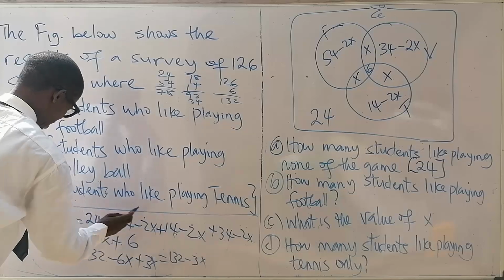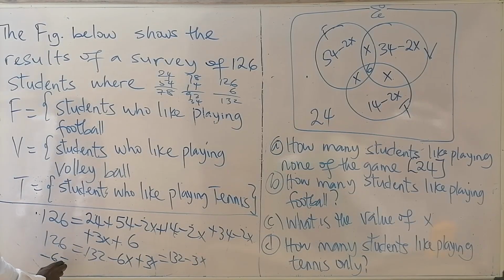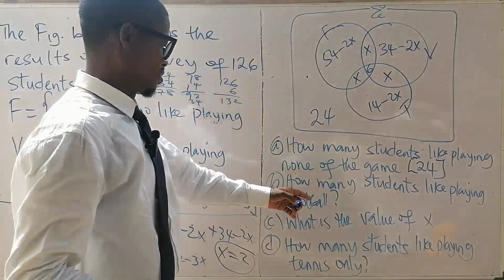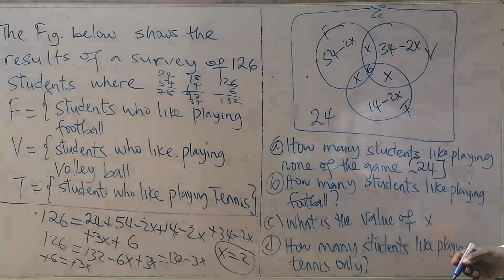So move this 132 to the other side, minus 6 equals to what? Minus 3x. So this is 2. X is 2. That's the value of x. So we've done the C part.